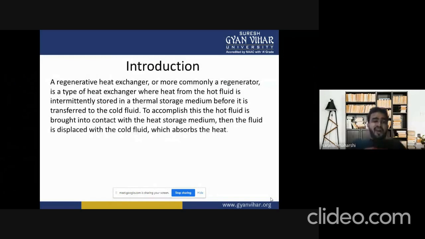A regenerative heat exchanger, or more commonly a regenerator, is a type of heat exchanger where heat from the hot fluid is intermittently stored in a thermal storage medium before it is transferred to the cold fluid. To accomplish this, the hot fluid is brought into contact with the heat storage medium. Then the fluid is displaced with the cold fluid, which absorbs the heat.